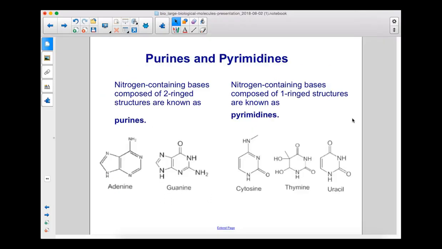Nitrogen-containing bases composed of 2-ringed structures are known as purines. Nitrogen-containing bases composed of 1-ring structures are known as pyrimidines.